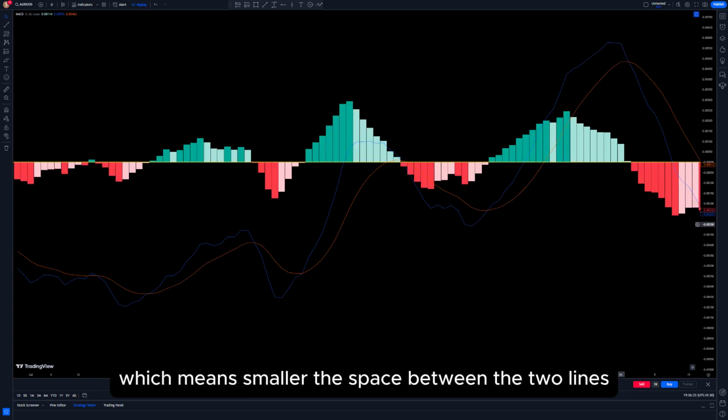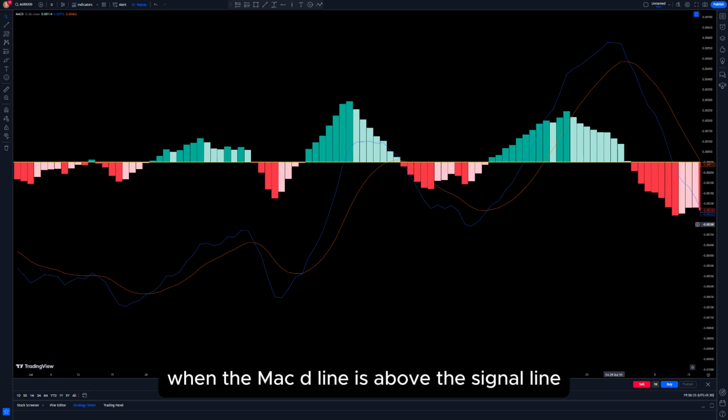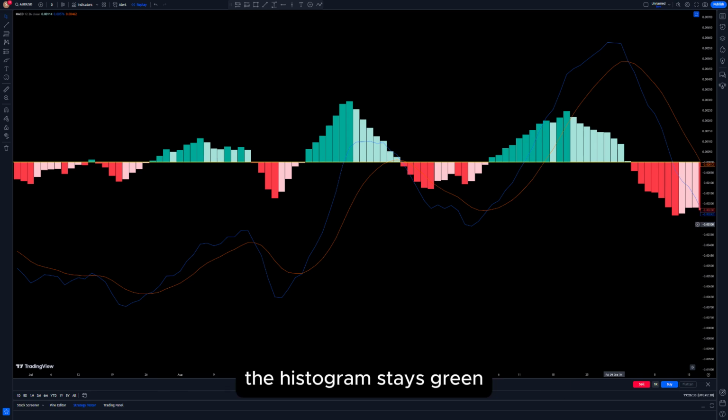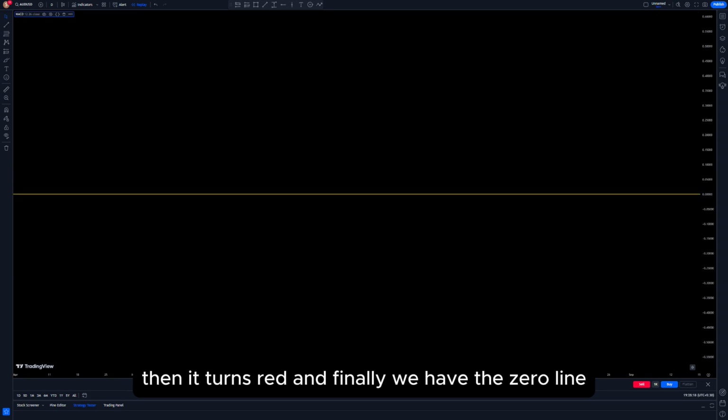Then we have the histogram, which represents the difference between the MACD line and the signal line, which means the space between the two lines. The smaller the histogram gets, the smaller the space, and the bigger it gets, the bigger the space. When the MACD line is above the signal line, the histogram stays green. And if the MACD line crosses below the signal line, then it turns red. And finally, we have the zero line, which basically represents the center of the MACD indicator.